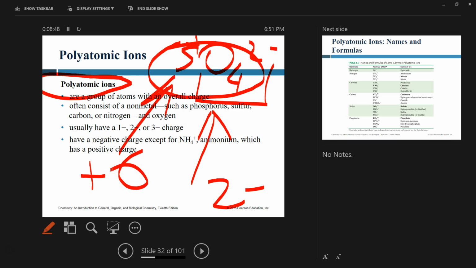Does that make sense? So sulfur by itself is +6. Oxygen by itself is -2. But I told you, we're not looking at sulfur or oxygen separately. We are looking at this whole entity. We are looking at this as the team of 5 atoms. Does that make sense? You understand what I'm saying?